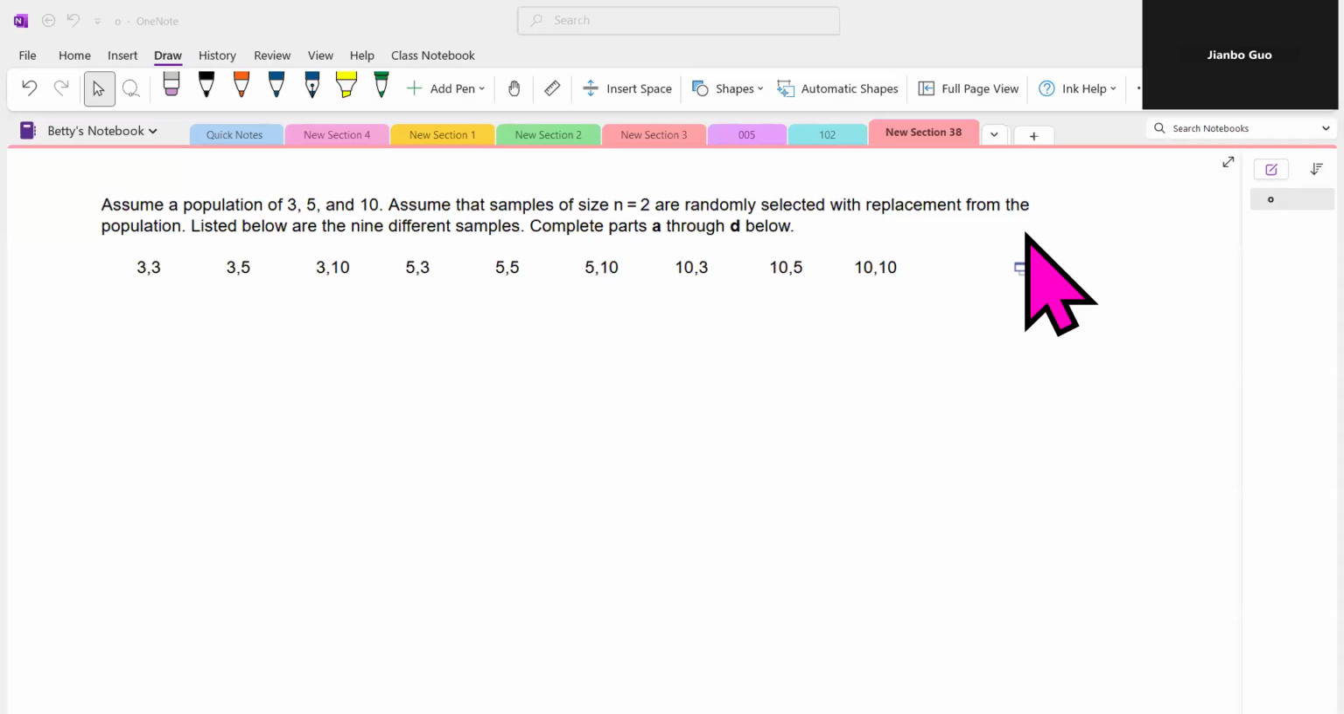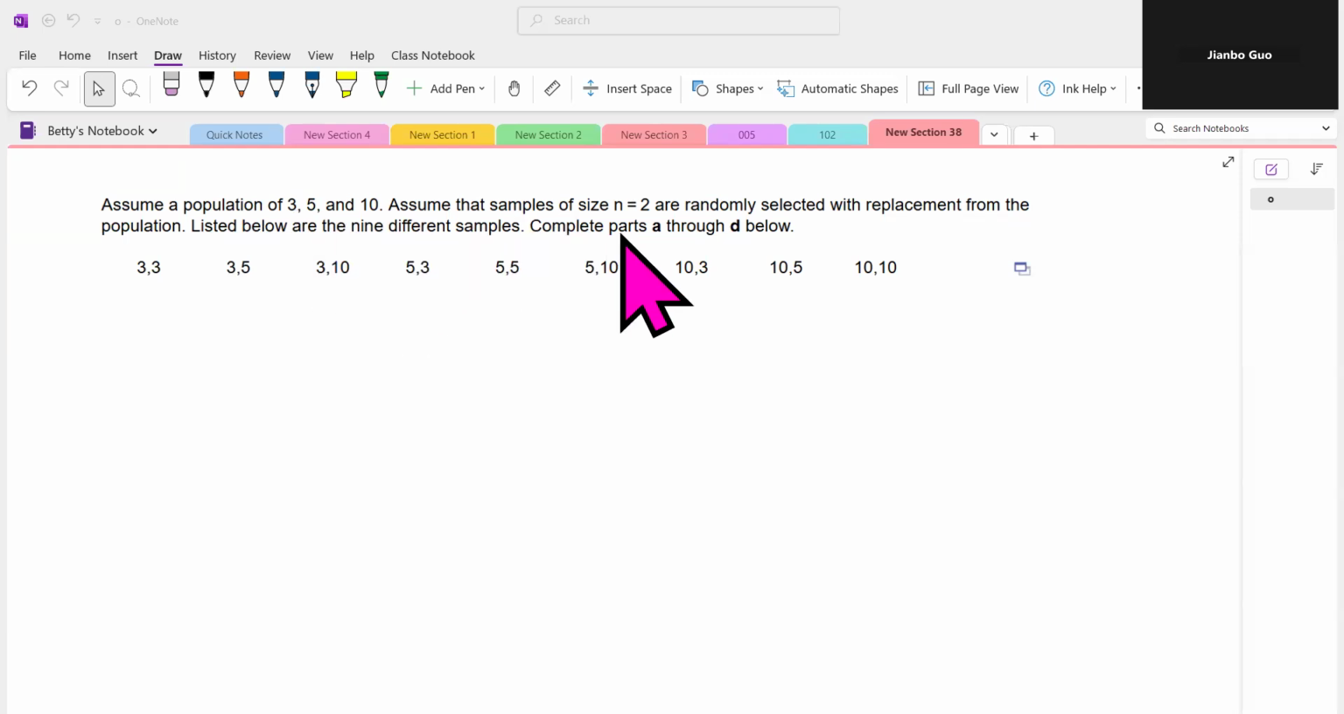Hello class, in this video we look at the sampling distribution of standard deviation. Assume a population of 3, 5, and 10. The size of the population is 3. The population has 3 elements. Normally the population has very large size. Just for convenience here, this population only has 3 values: 3, 5, and 10.